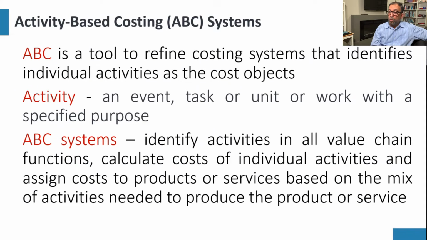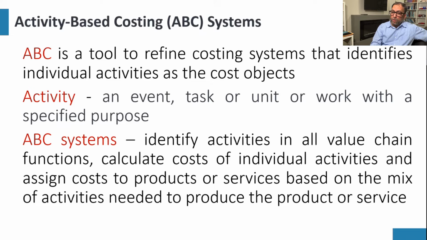So ABC is a tool to refine costing systems that identify individual activities as the cost object. An activity is an event, task, or a unit of work with a specified purpose, like dispatching, transportation, administration, packing, assembling, maintenance, redesigning, or designing. So these are the activities that we have to take care to cost separately and divide with their own drivers of the costing.